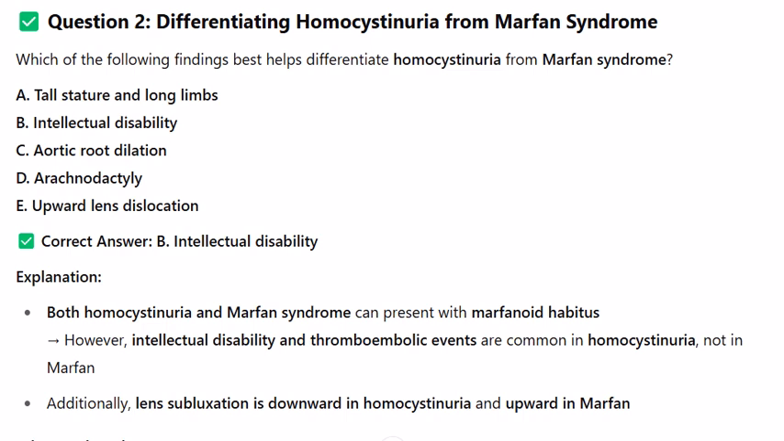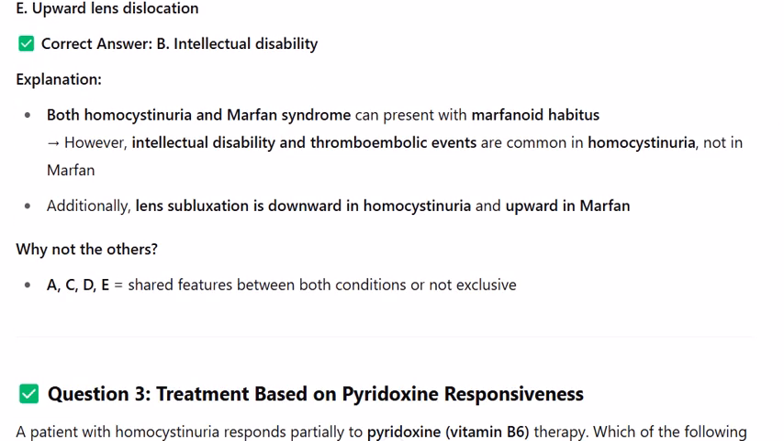B, intellectual disability. Explanation. Both homocystinuria and Marfan syndrome can present with Marfanoid habitus. However, intellectual disability and thromboembolic events are common in homocystinuria, not in Marfan. Additionally, lens subluxation is downward in homocystinuria and upward in Marfan. Why not the others? A, C, D are shared features between both conditions or not exclusive.